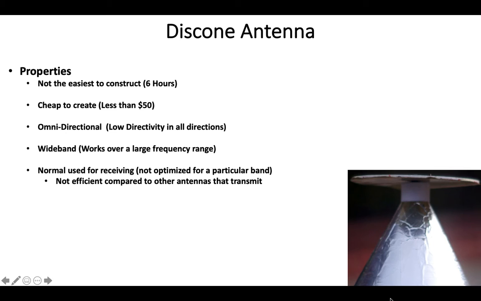And I have a disc cone here. The disc cone's not the easiest to construct. I created it, and it took about 6 hours. It's still pretty cheap, created for under $50. It's omnidirectional with low directivity. It's wideband, works over a large frequency range. Normally it's used for receiving, not optimized for a particular band for transmitting, and it's not very efficient for transmitting either.